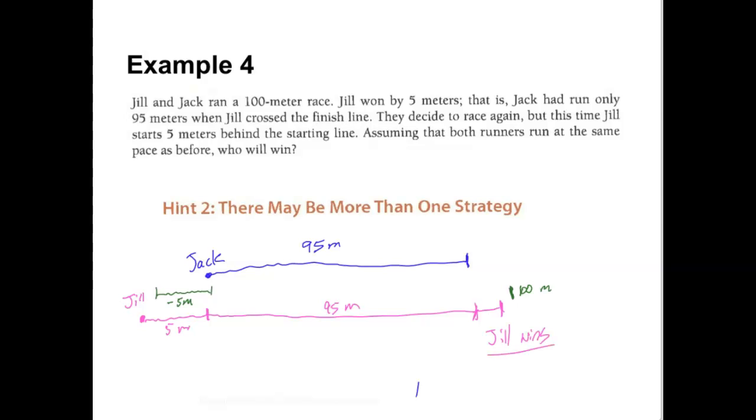So yeah, I think the intuition is that it would be a tie, but if you draw it out or diagram it, we can clearly see that Jill is going to catch up to Jack at the 95-meter point. There's still 5 meters to go. Jill is running faster, so she's going to win.